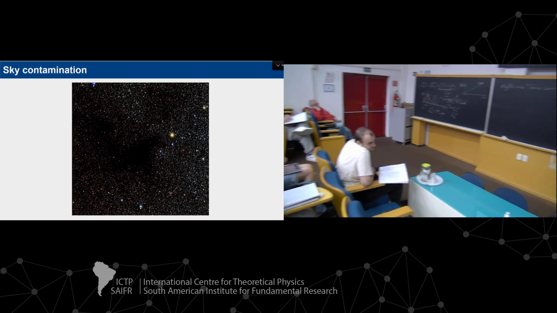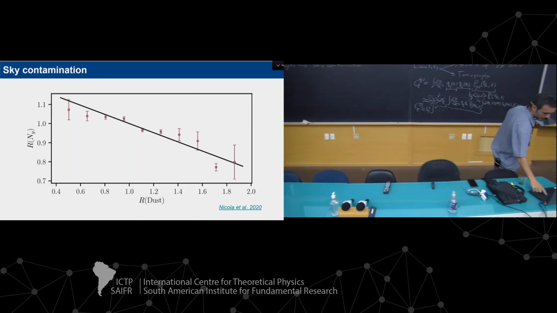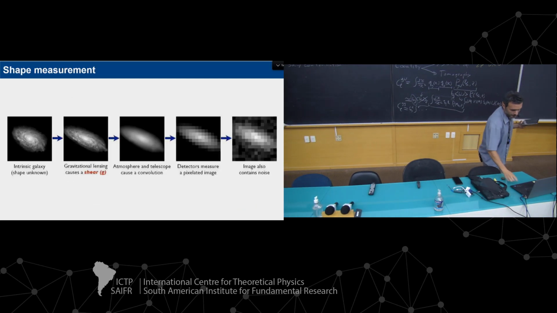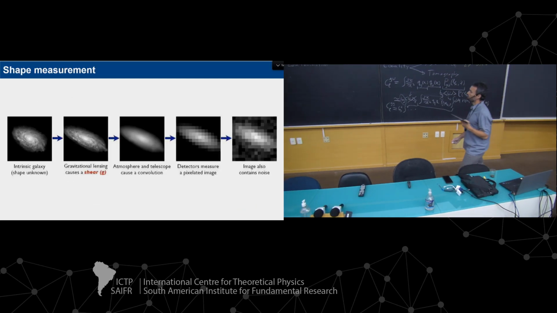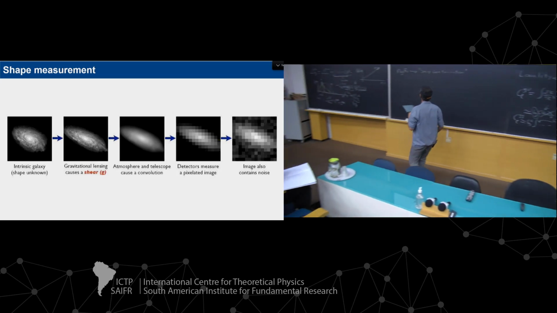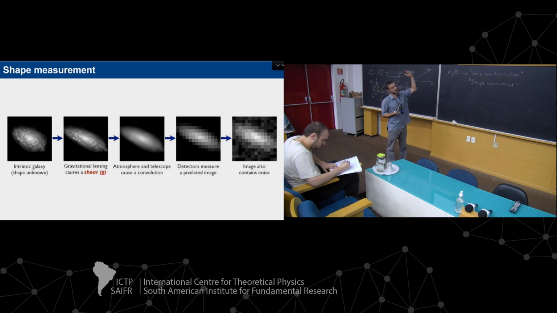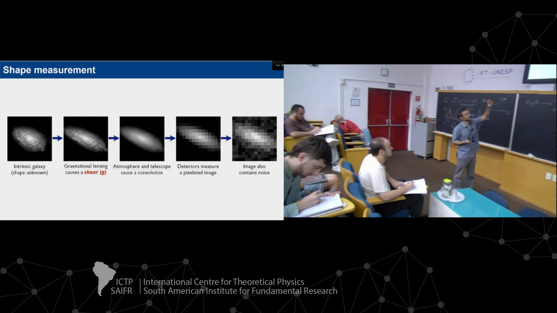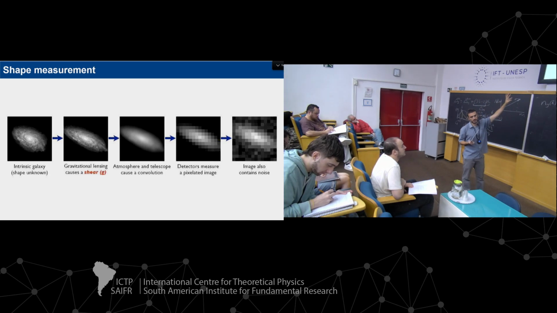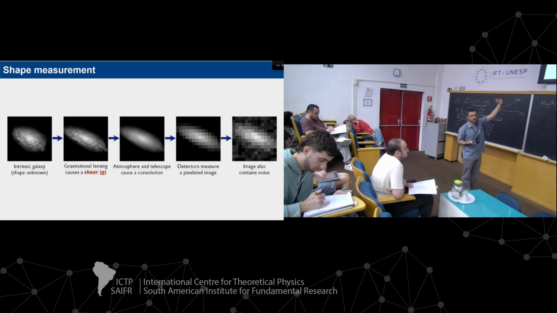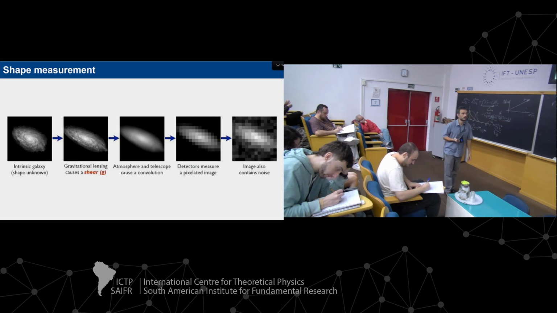The other one, so this is for galaxy clustering. For cosmic shear, the main problem we have is shape measurement. What we want to do is to have an image of a galaxy and measure its ellipticity. And that's to give you an idea of how messy that can be when you do it for very faint galaxies, which is what we need to do for LSST, for example, or DES.